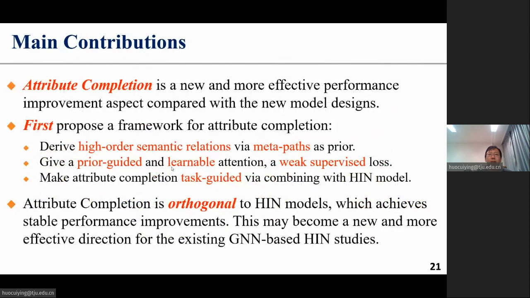Finally, I will summarize the main contribution of this work. First, we find that under the complex attribute missing situation in heterogeneous networks, attribute completion is more essential, which may become a new and more effective performance improvement aspect compared with the classic aspect of new model designs. Second, to the best of our knowledge, this is the first time that we propose a framework for missing attributes completion in heterogeneous GNN models. Last but not least, our attribute completion framework may be orthogonal to many heterogeneous GNN models, making them achieve stable performance improvement. We also, with this new point of view, can become a more effective direction for the GNN-based heterogeneous network studies.